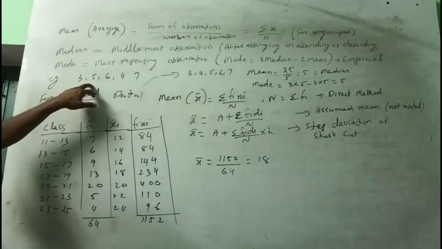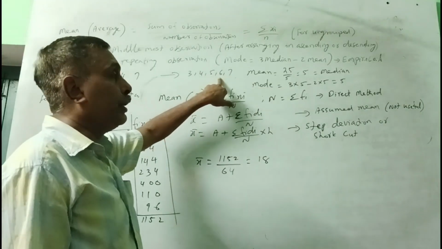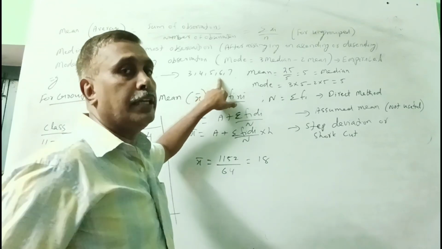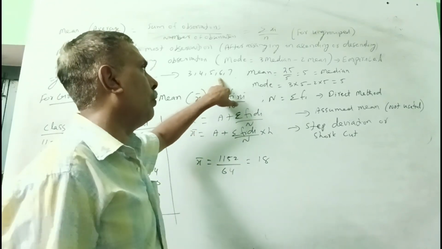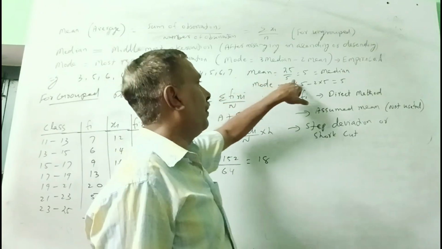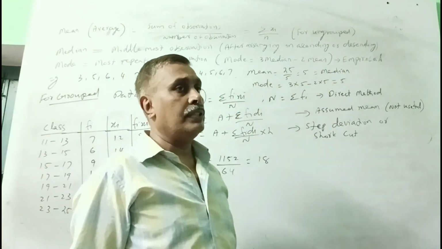Then one example: 3, 5, 6, 4, 7. It is not in order. I took it in order because we need to find the median. For the median, it is compulsory that it is in order. Other things are not necessary in order. Then mean is equal to the total, which is 25, divided by 5. That is 5. This itself is the median and also the mode.